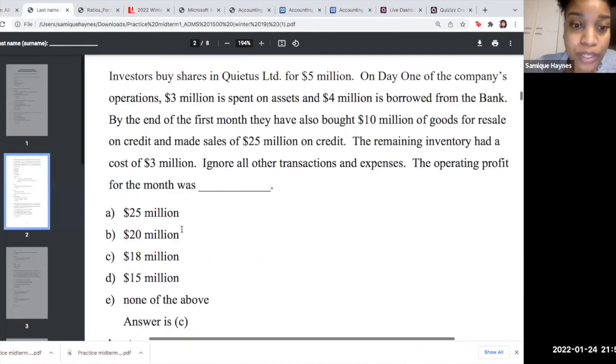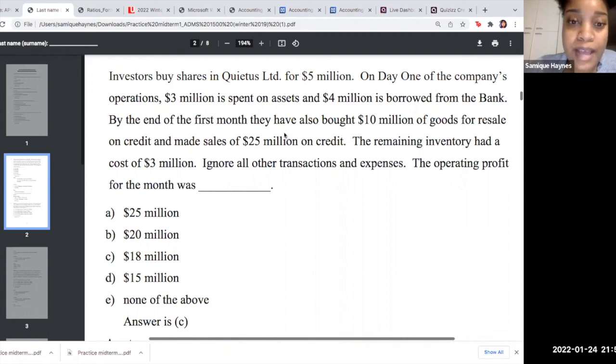So back to this really quickly. How did we get 18 million? What did you do? How do we find gross operating profit? Sorry, what's the equation for that? The next question is 5 million in shares, 3 million spent on assets, 4 million borrowed from the bank. Does that have to do anything with finding the profit? No. Okay, it has nothing to do with the profit.